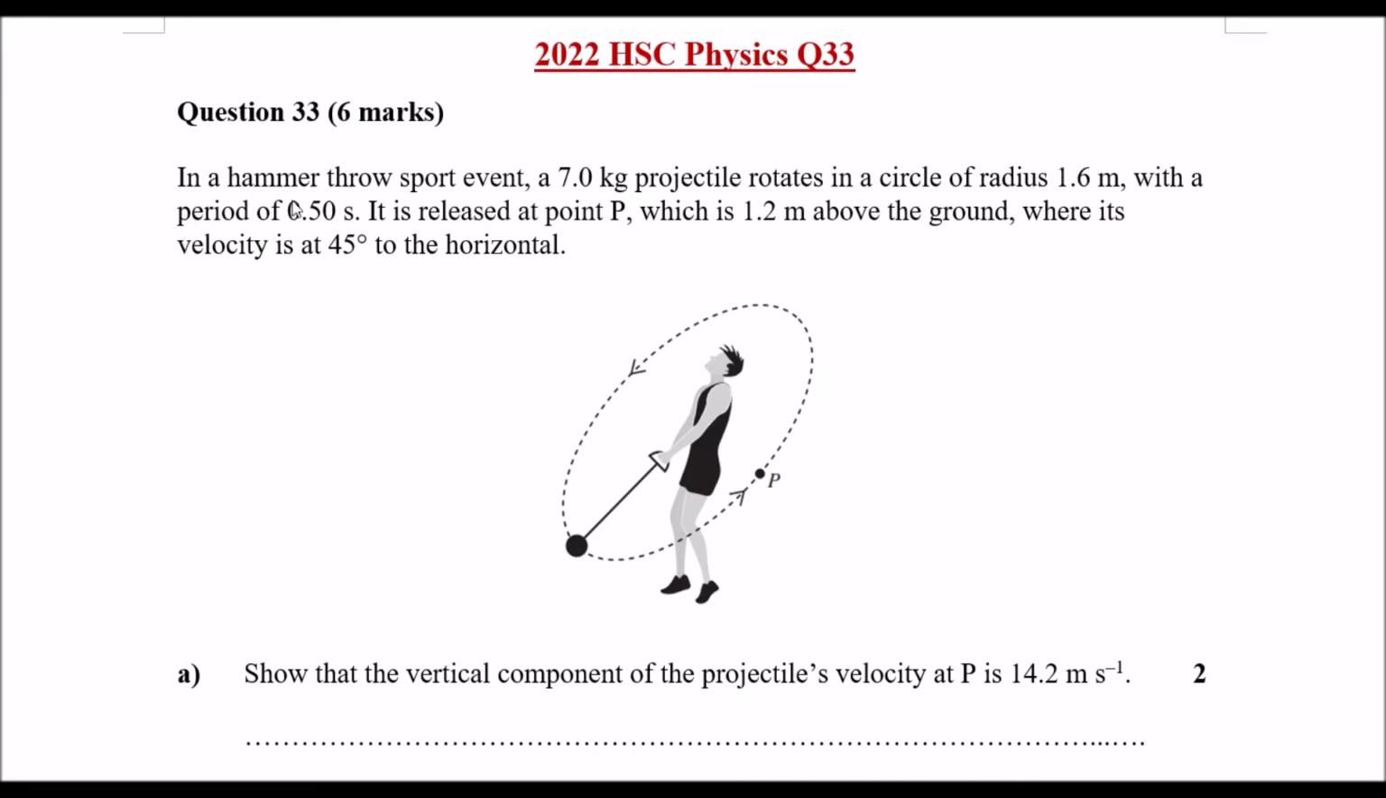In this particular question, we have a hammer thrown in a sporting event. It's 7 kilograms, and it rotates in a circular radius of 1.6 meters, as you can see here, with a period of 0.5 seconds. Effectively, what that means is it takes 0.5 seconds for it to make one whole loop. It's released at point P, so it's coming out like so, and it is 1.2 meters above the ground, where its velocity is 45 degrees to the horizontal.